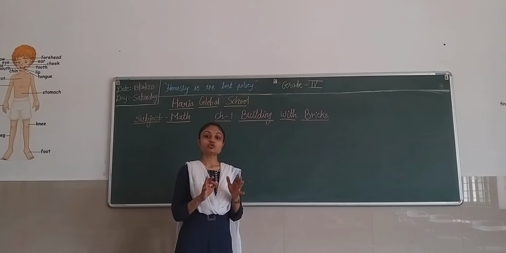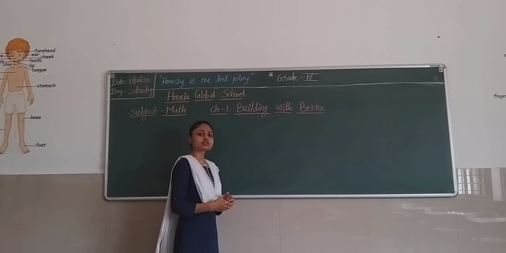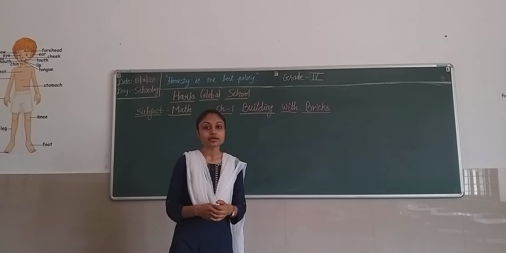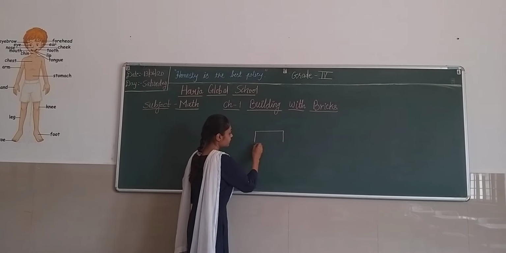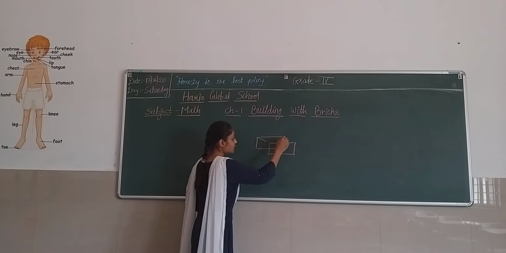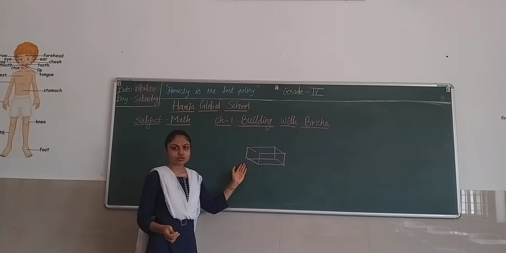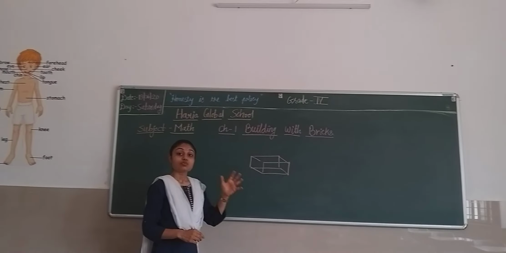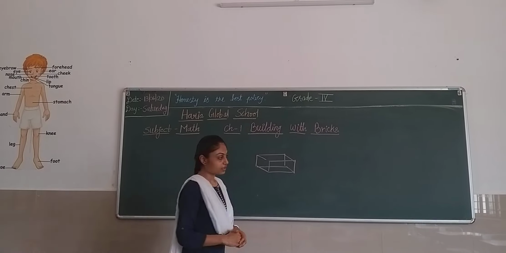Now, I am going to explain the structure of a brick. A brick looks like a cuboidal shape. How? Bricks look exactly like a cuboidal shape. This is a cuboid, and yes, bricks also look the same. Now the properties of bricks. What are the properties of bricks?